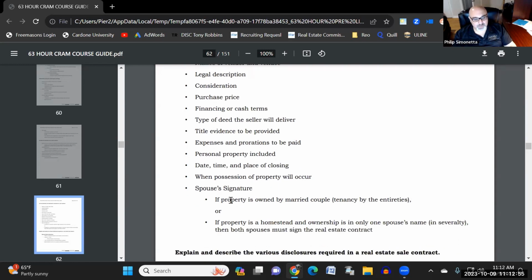You also need the spouse's signature if the property is owned by a married couple, tenancy by the entireties, or if the property is in a homestead and the ownership is in only one spouse's name. Remember that? When it's in one name, it's in severalty, but both spouses must sign because a homestead makes it a life estate, right? When one dies. Right.